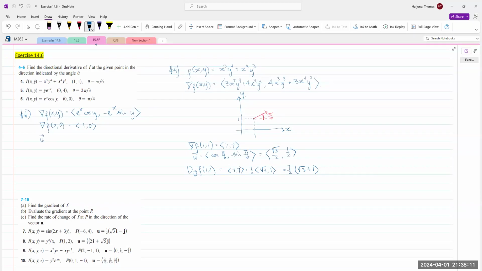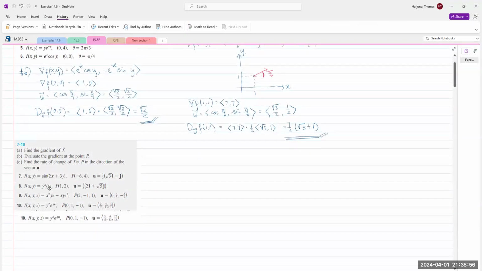And the u is equal to cosine pi over 4, sine pi over 4. That is radical 2 over 2, radical 2 over 2. So the directional derivative in the u direction of the function at 0, 0 will be 1, 0 dot radical 2 over 2, radical 2 over 2, which is radical 2 over 2. Okay.